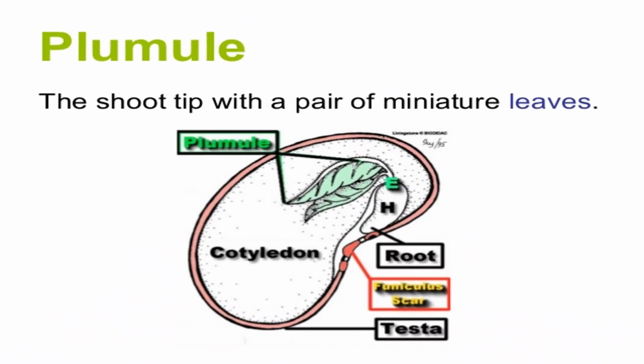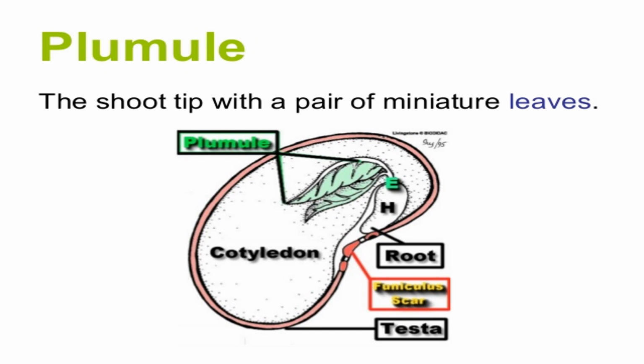See over here, the plumule is given. The shoot tip with a pair of miniature leaves is the plumule. So the radicle forms the root system and the plumule forms the shoot system. Is it clear to you all? The embryo has four main parts.